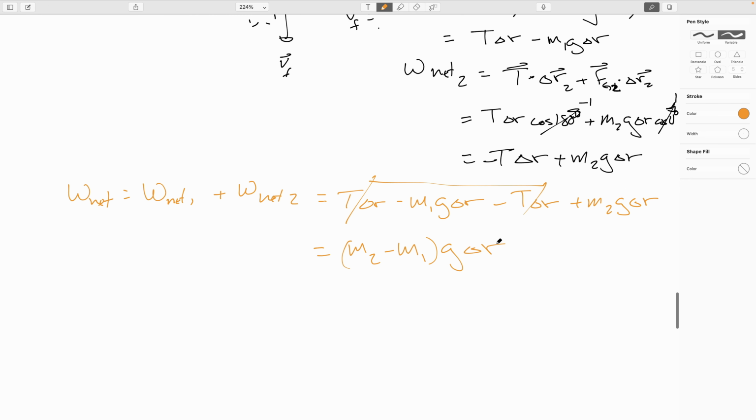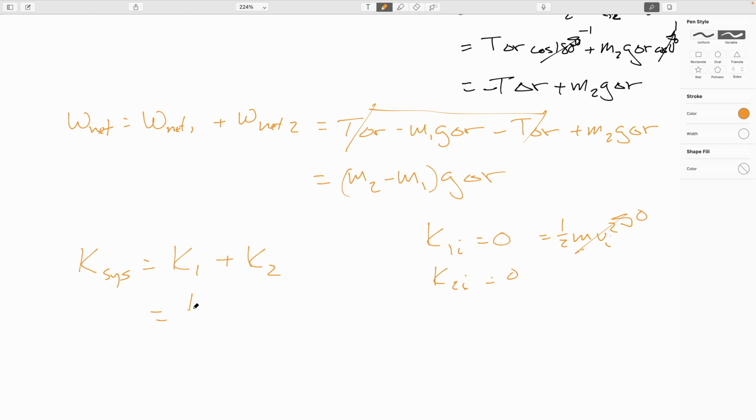Now let's think about the kinetic energy of our system. Kinetic energy of our total system is going to be equal to the kinetic energy of object 1 plus the kinetic energy of object 2. Well, initially, the kinetic energy of object 1 was 0 because it wasn't moving. So this is 1/2 m v initial squared, but initially it wasn't moving. And by the same token, this is also true for K2 initial. It was also 0. All right.